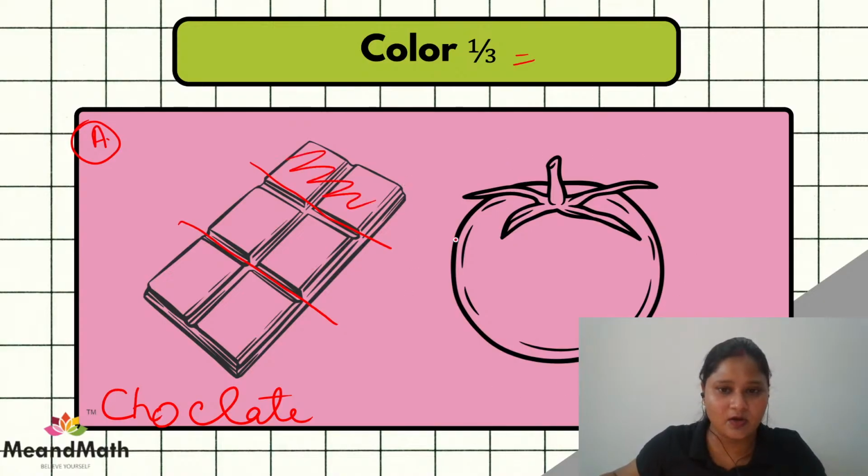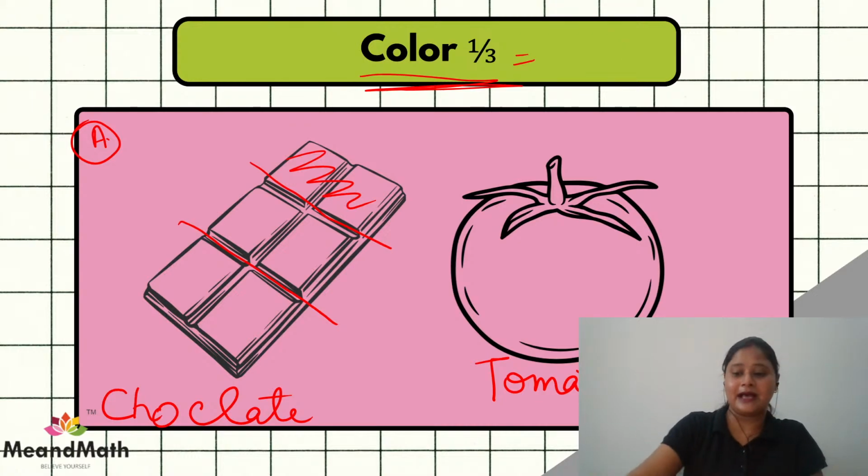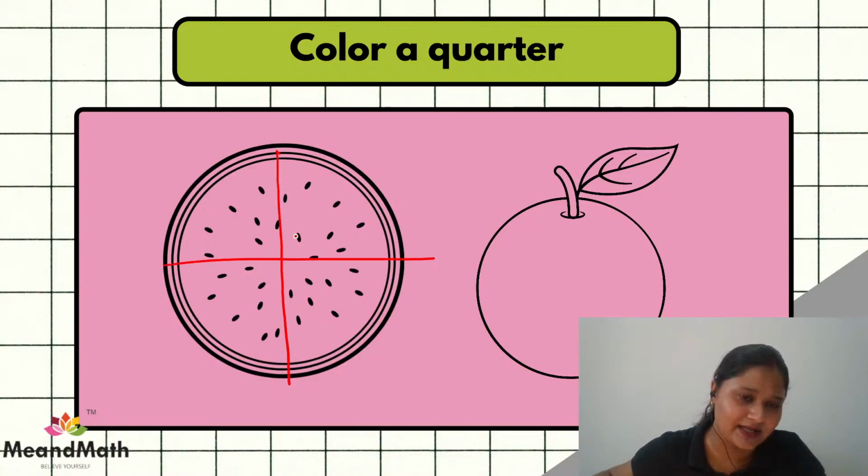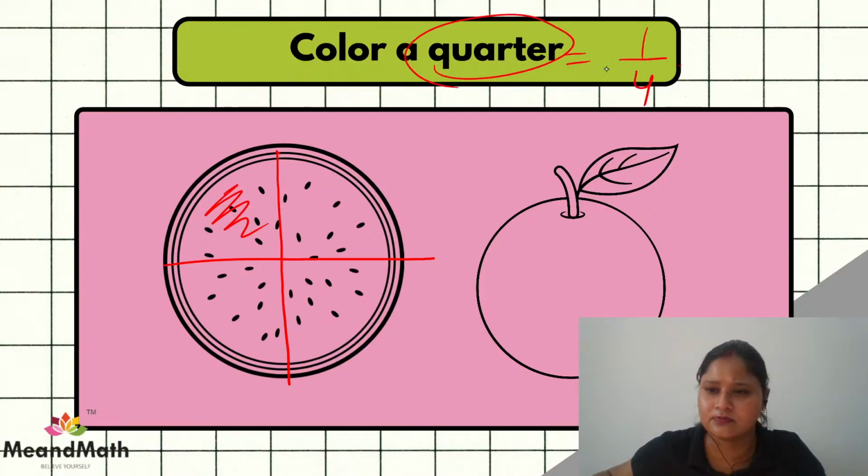So this tomato is your homework. You have to divide this tomato in 3 equal parts and you have to color one part, because the question is saying color 1/3. I'm taking the next picture. You have to divide these two pictures into a quarter. Suppose this is a watermelon and I have divided this watermelon into 4 parts. I'll color this one. And this is what? Quarter. Quarter means 1/4.